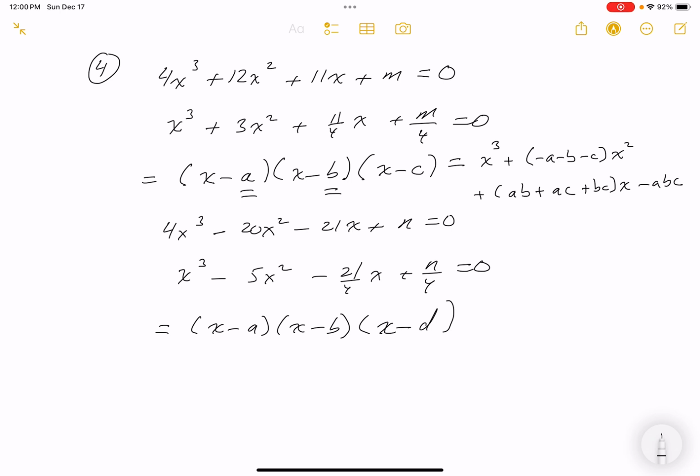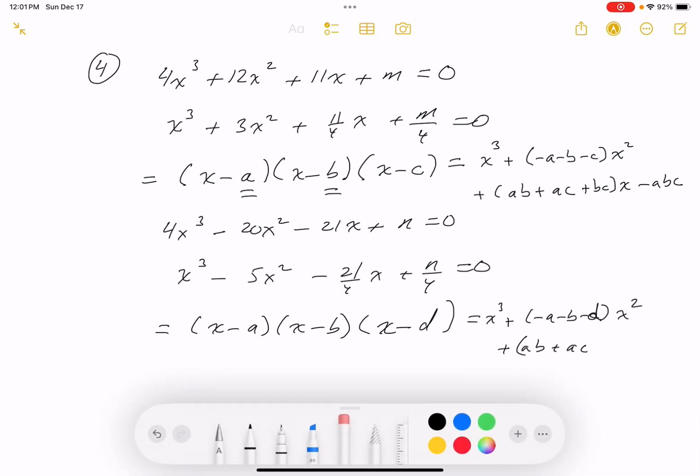All right, I think I got that one. Let's do this guy over here now. It's going to be x cubed plus minus a, minus b, minus c, x squared, and then plus ab, ac. Oh, it's not c, it's a d. I'm sorry, I put c over here. I'm daydreaming. Let me go back and get my eraser out. Sorry about that. And let's write that down. So the next one's going to be plus ab, they're the same. Plus, now it's going to be ad, and then it's going to be bd, and then minus abd.